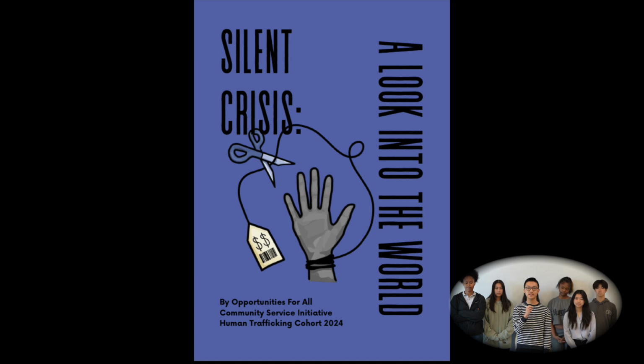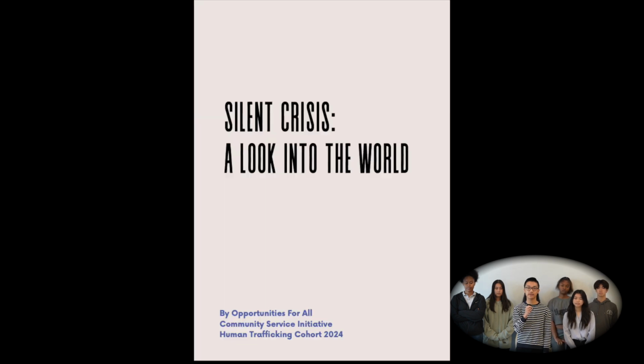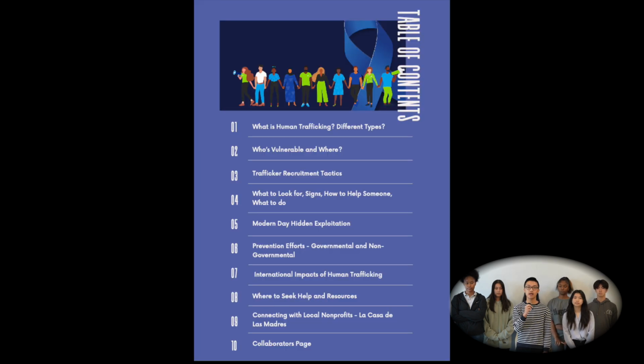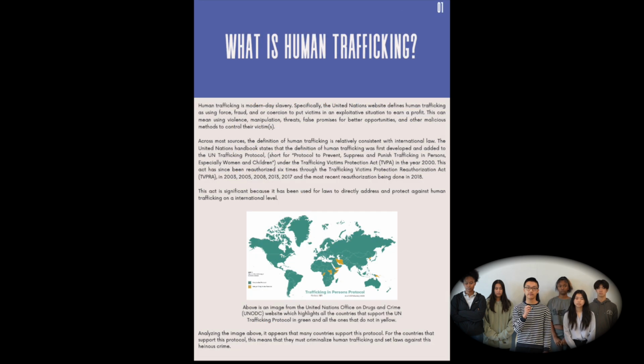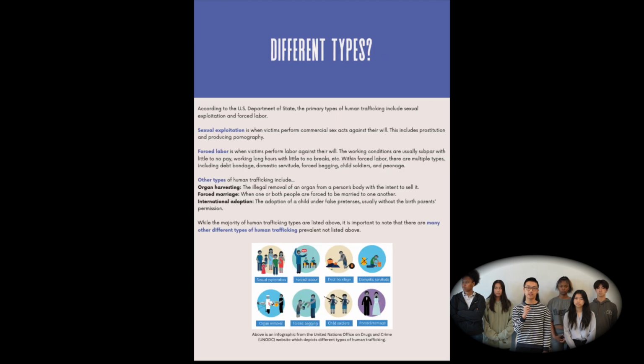Hi, my name is Benjamin, and we're the CSI Human Trafficking Cohort, and we've created a booklet titled A Silent Crisis. So let's define human trafficking. Human trafficking is where people, the traffickers, use force, fraud, and or coercion to put their victims in an exploitative situation to earn a profit. There are many different types of human trafficking, but the two most common types are sexual exploitation and forced labor.